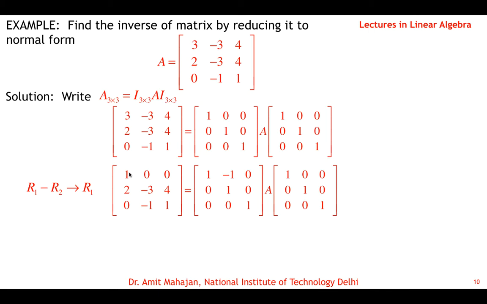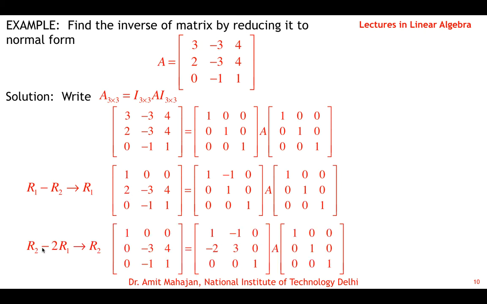So the first row changes, impacted by row 1 minus row 2. The second and third rows do not change, and whatever row operation is applied here, the same is applied on the pre-matrix. So the first row is changed as row 1 minus row 2. Now clearly we can use this first element and make this element 0. So row 2 minus 2 times row 1, impacting row 2, so this element goes to 0.